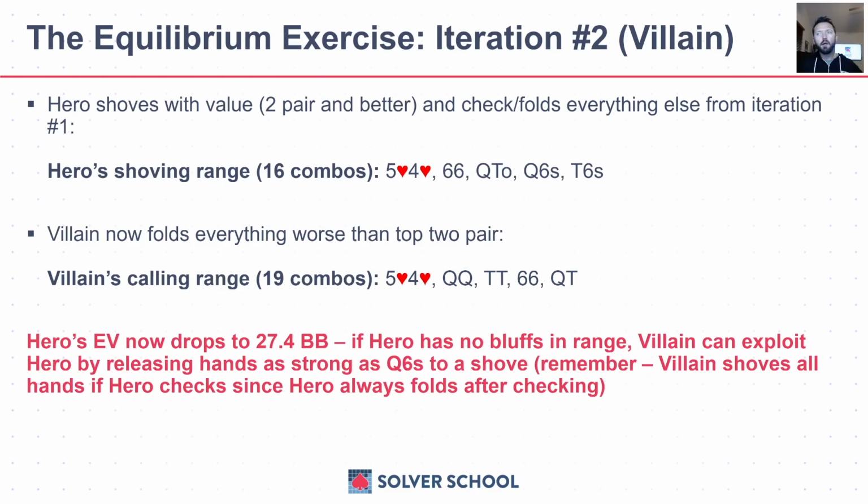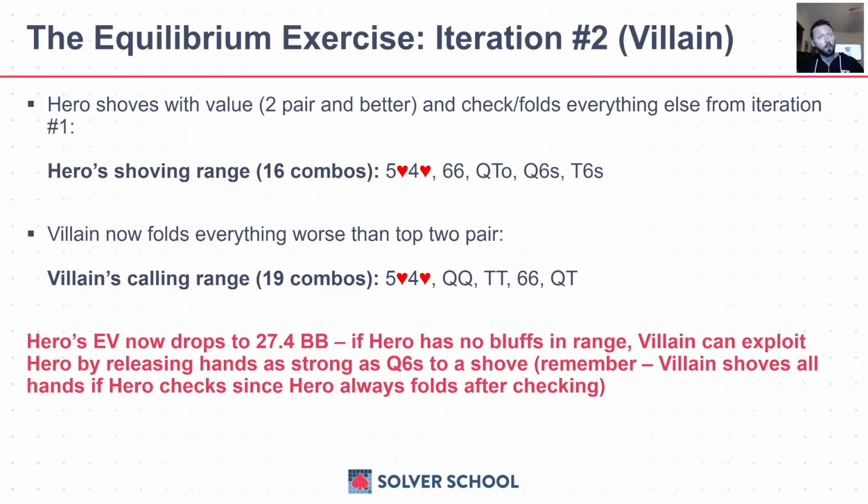If hero has no bluffs in range, villain can exploit the hero by just releasing hands, even hands as strong as queen 6 suited, to a shove. Because remember, in this specific game, if hero checks, hero's always check folding. So villain can just shove all of those bluff hands now if hero is checking. And if hero's shoving, the villain knows that the hero only has value. It's devoid of bluffs in that range.